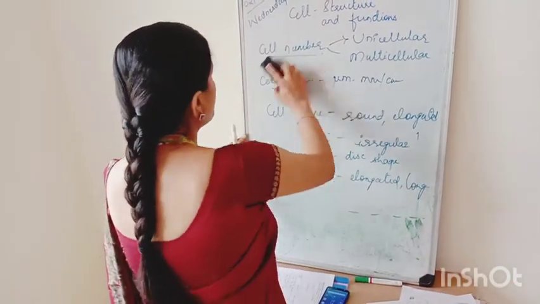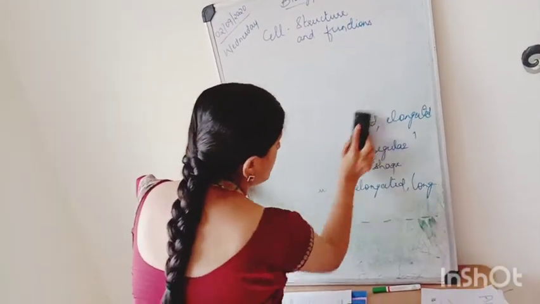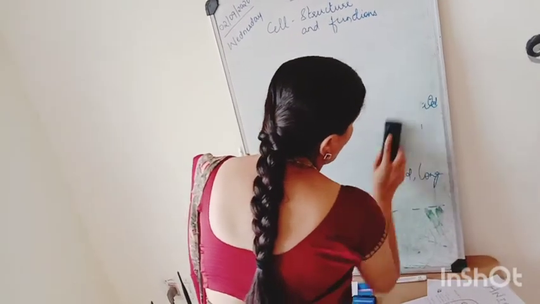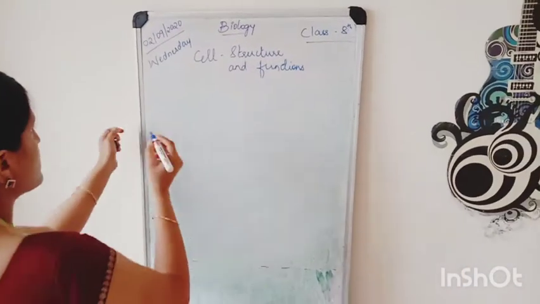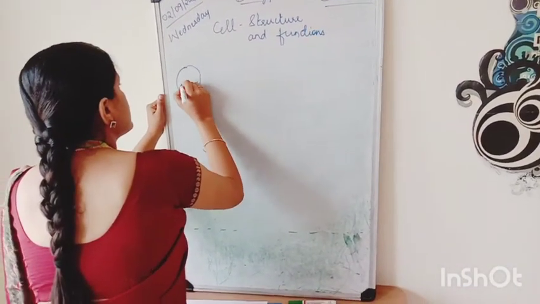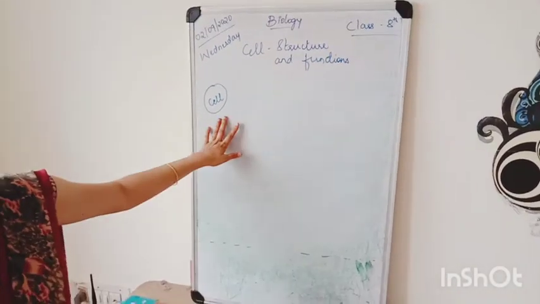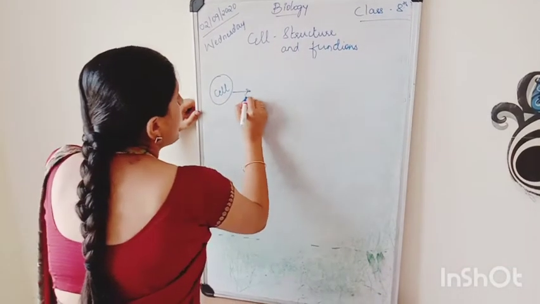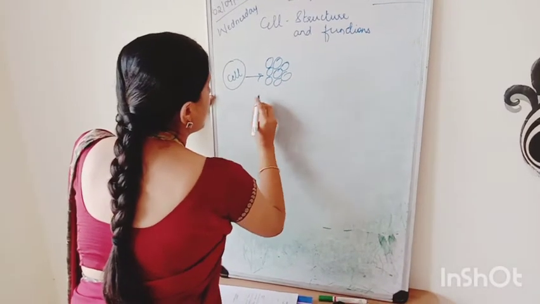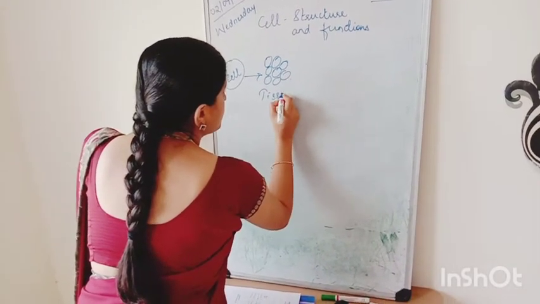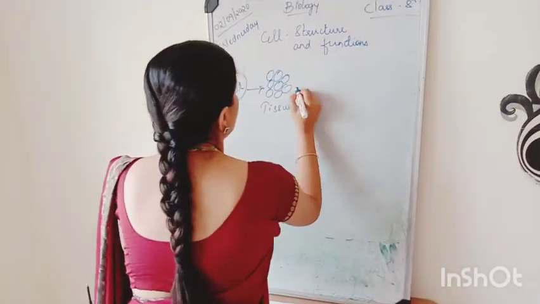Then next we'll move on to how cells form tissues. Last year you studied how the formation of tissue occurs. So basically cell to tissue. Let's say this is a cell. Here the cell is unicellular. When many cells are present together, we call it a tissue.